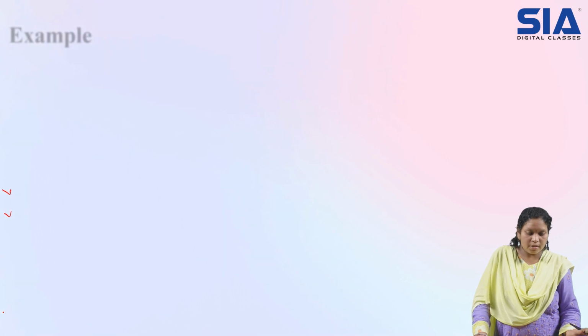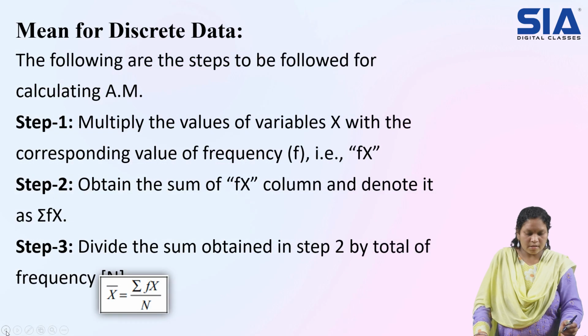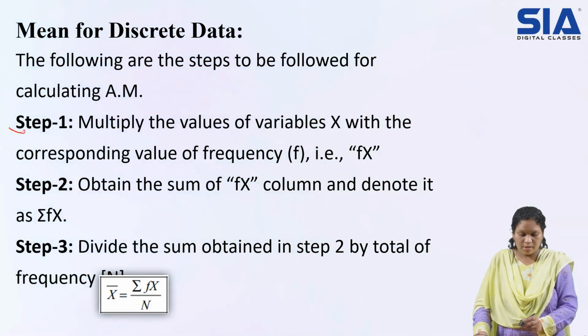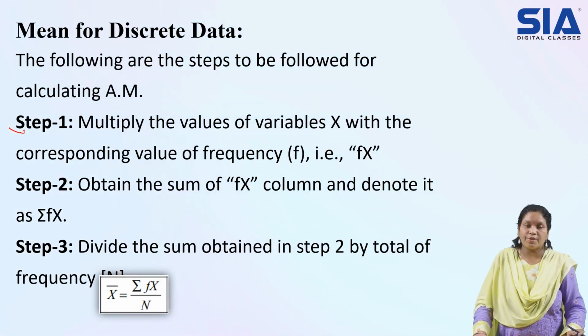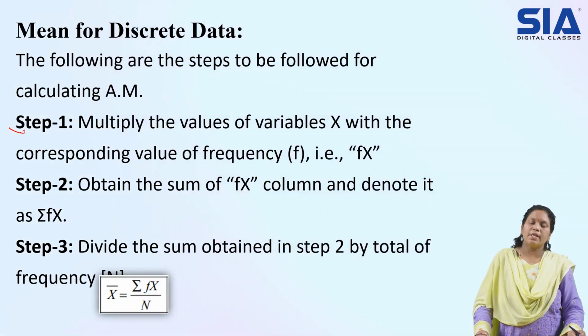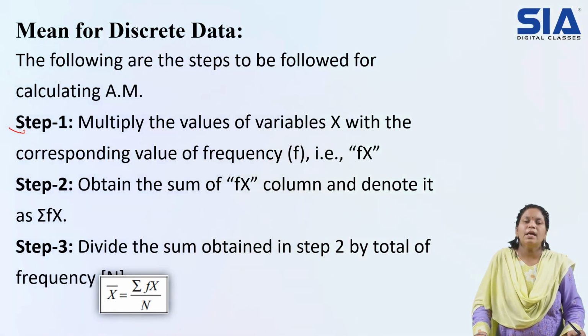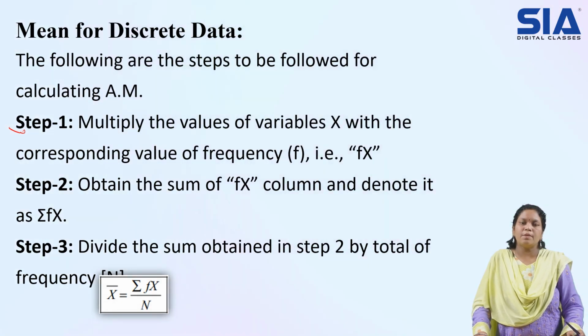Now let us observe the steps of the method for discrete data. The following are the steps followed for calculating the arithmetic mean. Step 1, multiply the values of the variable x with the corresponding value of frequency. So I said an x column will be there and a frequency column will be there. Maintain a third column, and in that multiply both of them. X and F values you multiply. Take the title as fx and multiply them.